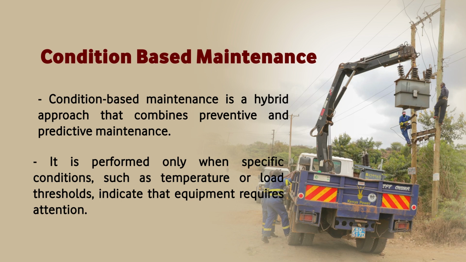What are the key procedures used in condition based maintenance? First one is continuous monitoring. Similar to predictive maintenance, sensors are used to continuously monitor the health of the power lines and cables. The difference here is that maintenance is performed based on the current condition rather than predicted failures.